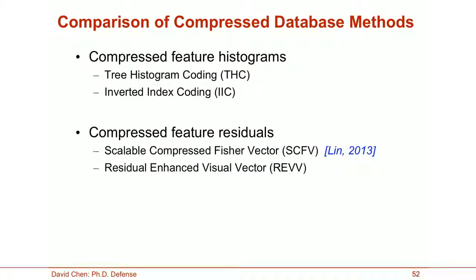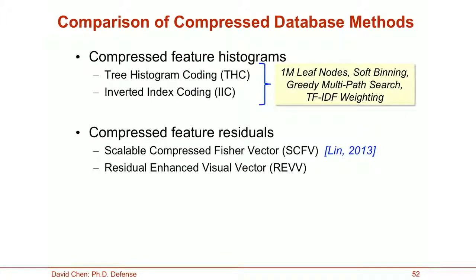Now I'll show a comparison of the retrieval performance for several compressed database methods. For feature histograms, we'll compare against tree histogram coding and inverted index coding. For both of these methods, we'll use a vocabulary tree with 1 million leaf nodes, soft binning, multipath search, and TF-IDF weighting. Basically, this is the best vocabulary tree we know how to construct.